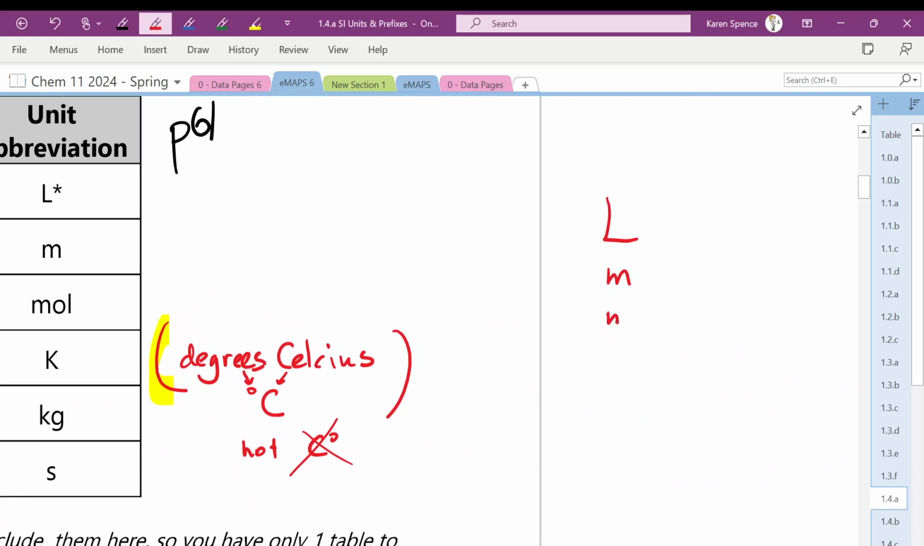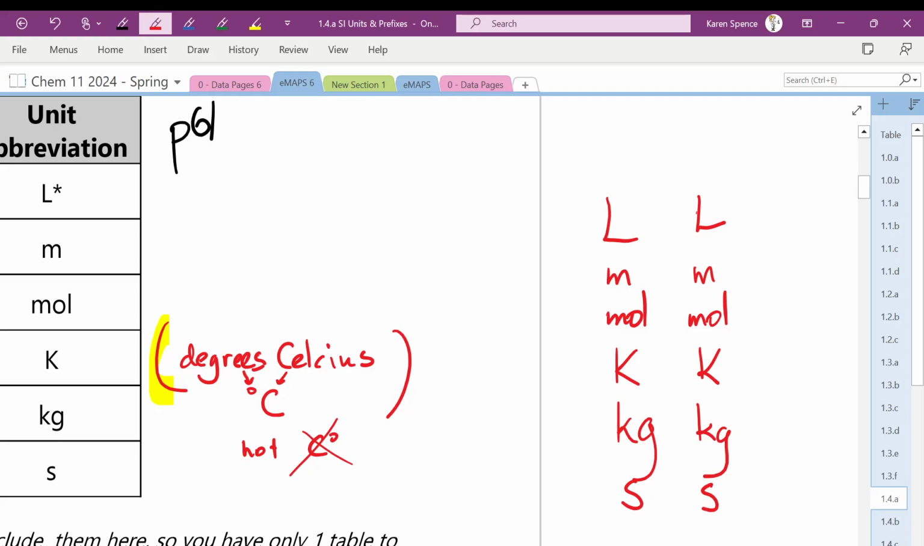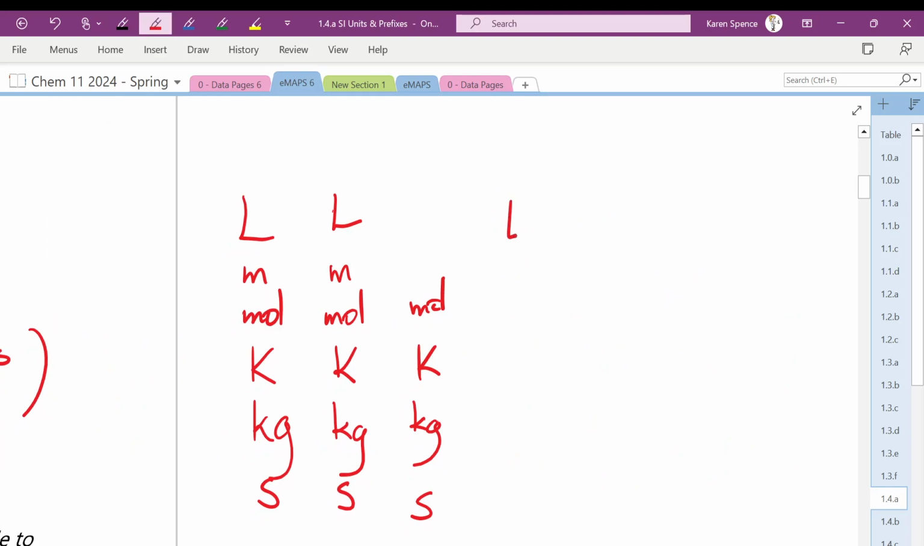Liters, meters, moles, and Kelvin, kilograms, and seconds. Okay, everyone join in now. Liters, meters, moles, and Kelvin, kilograms, and seconds.